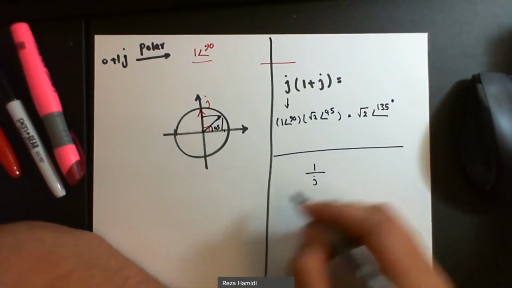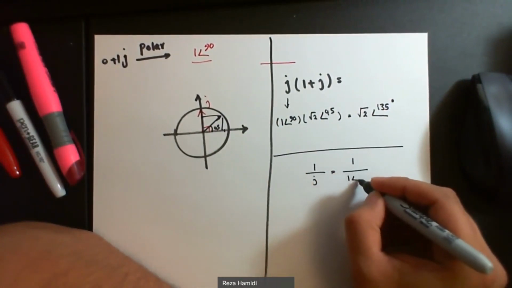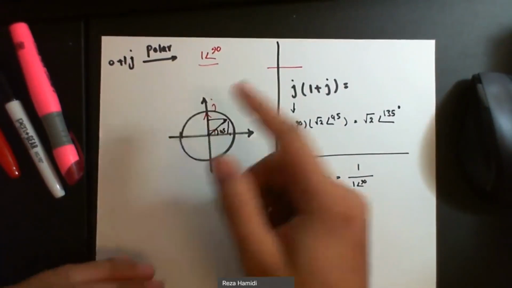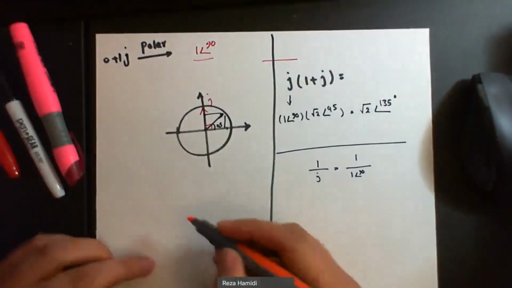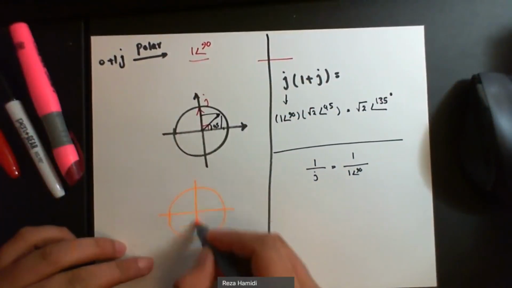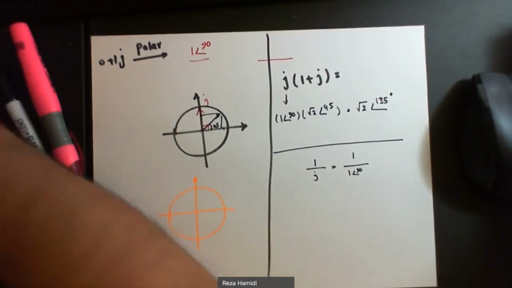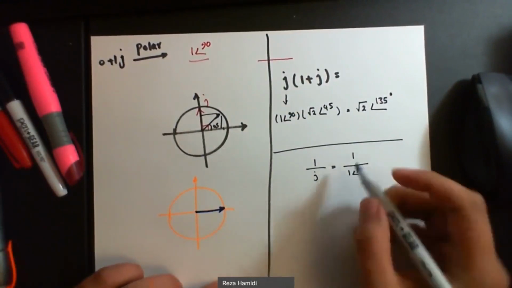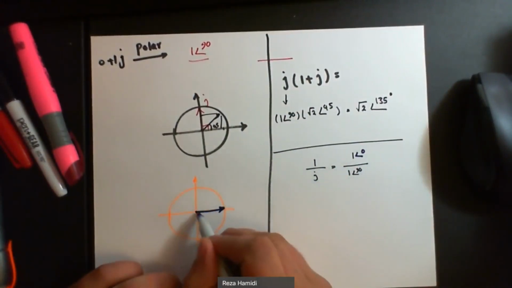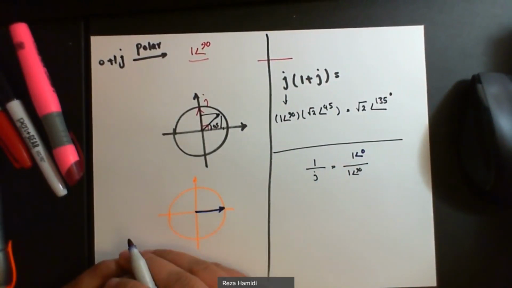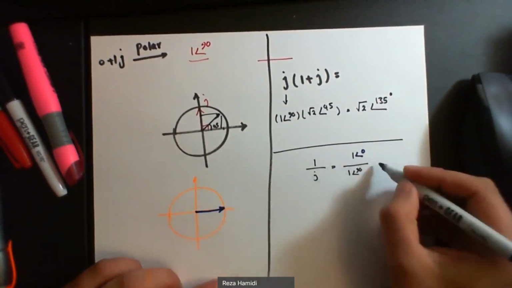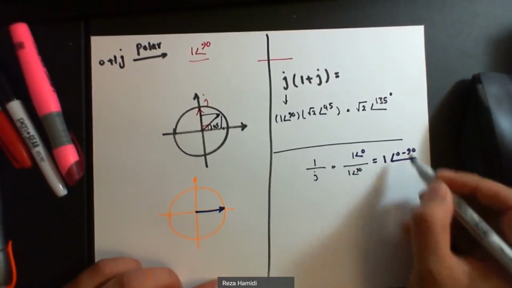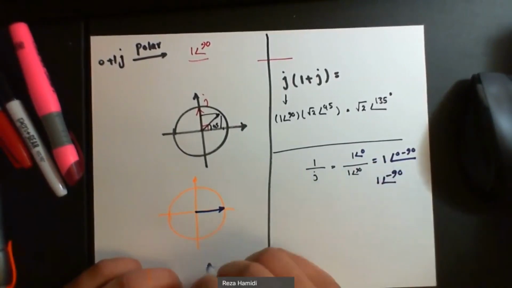1 over J. 1 angle 90. Where is 1? Show me that one. Try to find that one. You cannot show me right now. But where is 1? 1 is this, in polar form: 1 angle 0. It's a vector with angle 0. 1 angle 0 over 1 angle 90. 1 over 1 is 1. How about the angle? 0 minus 90. So 1 angle negative 90.